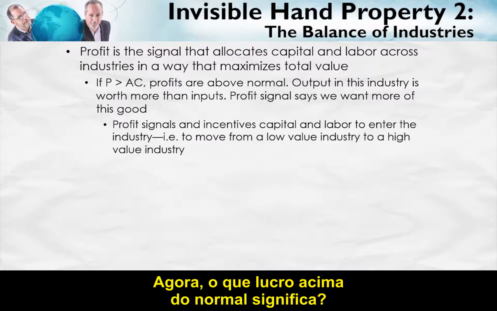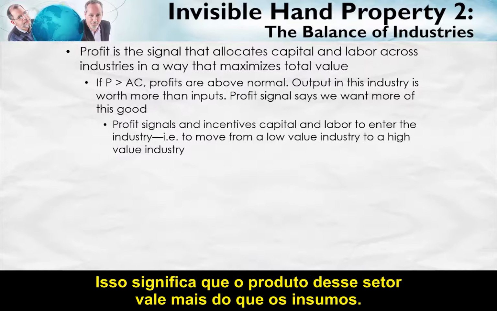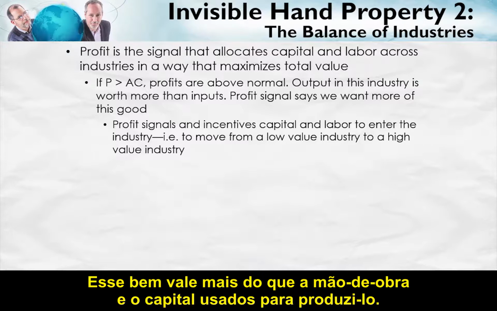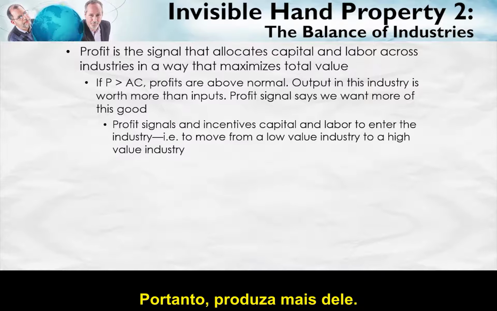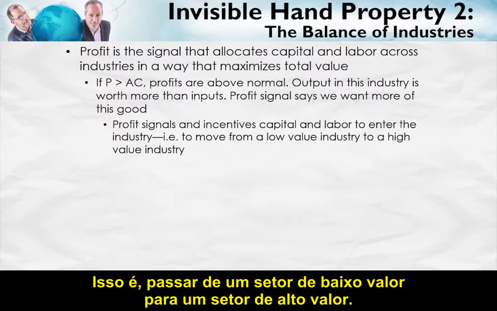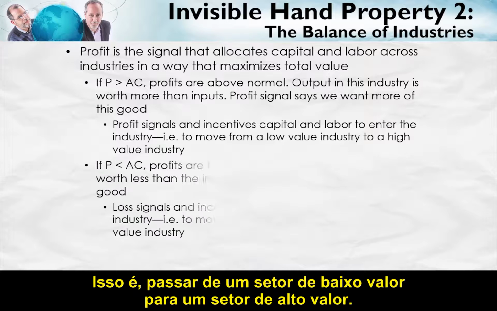Now, what does above normal profit mean? It means that the output of this industry is worth more than the inputs. The profit signal is saying we want more of this good. This good is worth more than the labor and capital being used to create this good. Therefore, produce more of it. So the profit signals and incentivizes capital and labor to enter this industry. That is, to move from a low-value industry to a high-value industry.